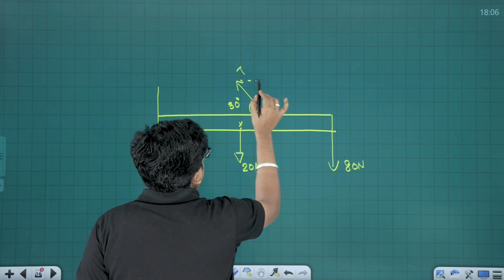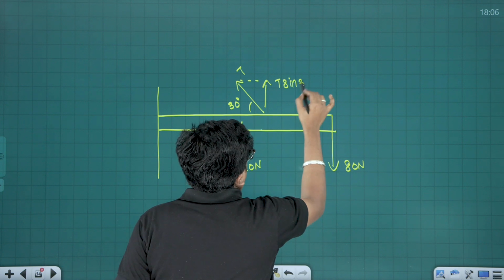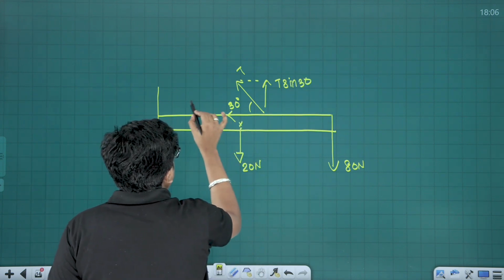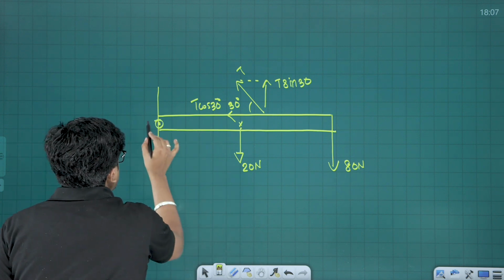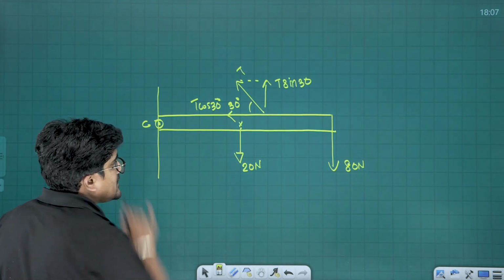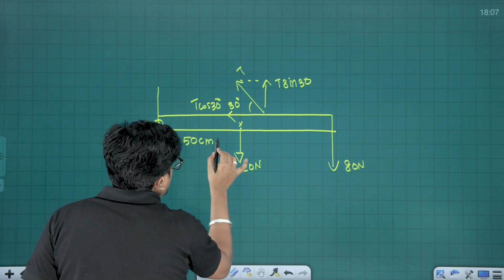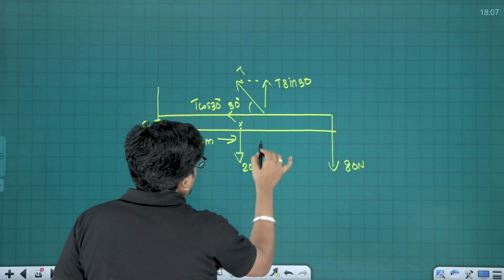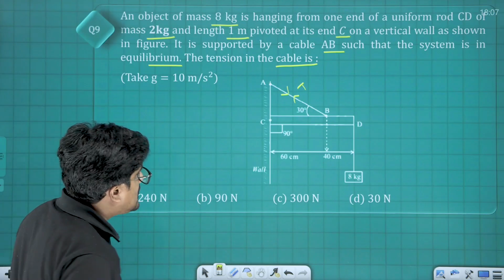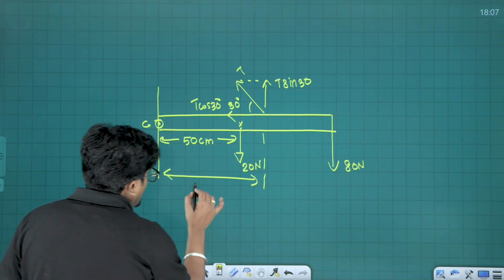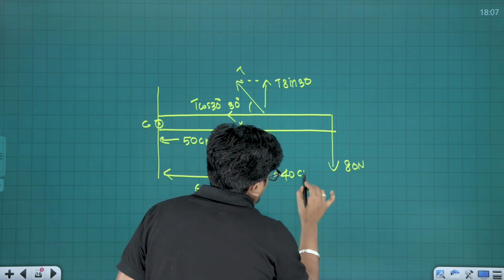30 degree. So definitely I can have T sine 30 acting in the upward direction and T cos 30 acting in the horizontal direction. Now I am going to take the equilibrium with respect to point C. So this distance is 50 centimeter because it is towards the center of mass. Now this particular distance at which the tension was acting is marked as 60 centimeter. So here this is 60 centimeter and here this is, of course, 40 centimeter.